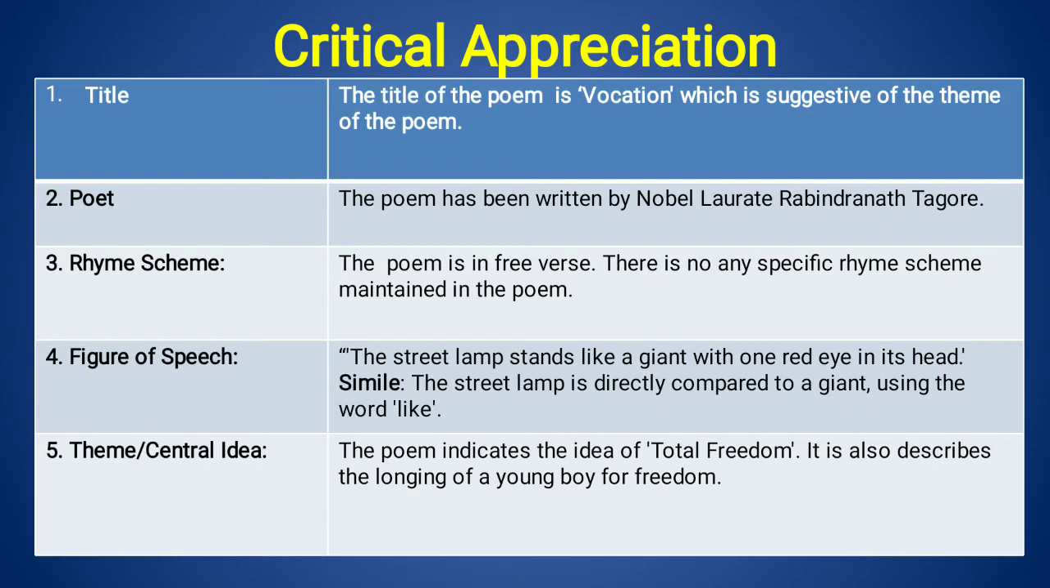Here we all know it very well that we need to discuss five important points: title, poet, rhyme scheme, figure of speech, and the last point is theme or central idea of the poem. So let's see the first point, the title of the poem. The title of the poem is Vocation, which is suggestive of the theme of the poem. And what is the theme of the poem? It's a longing for freedom.